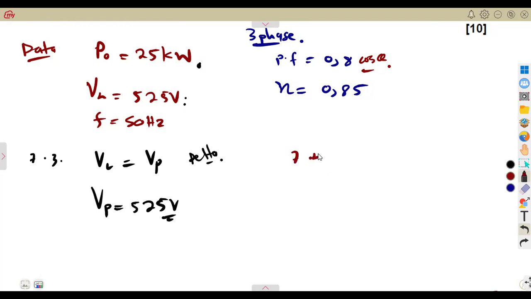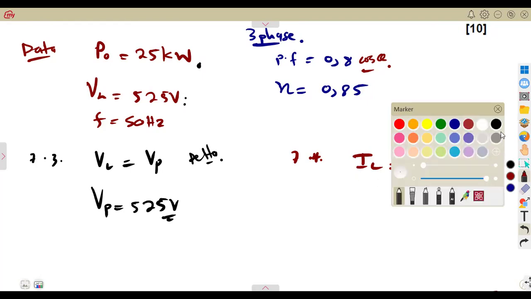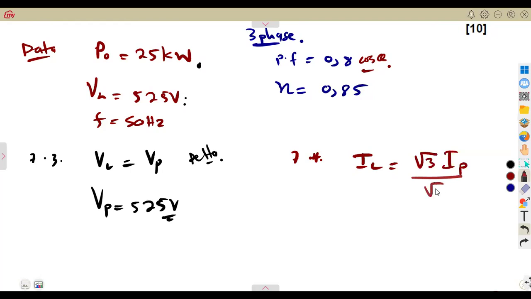But what is the idea that we consider in a delta in terms of the current? We saw that the line current is equal to the square root of 3 times the phase current. So the question is, where are we having this? Are we having the line current? All right, we have got the line current, guys. Where are we going to have this?